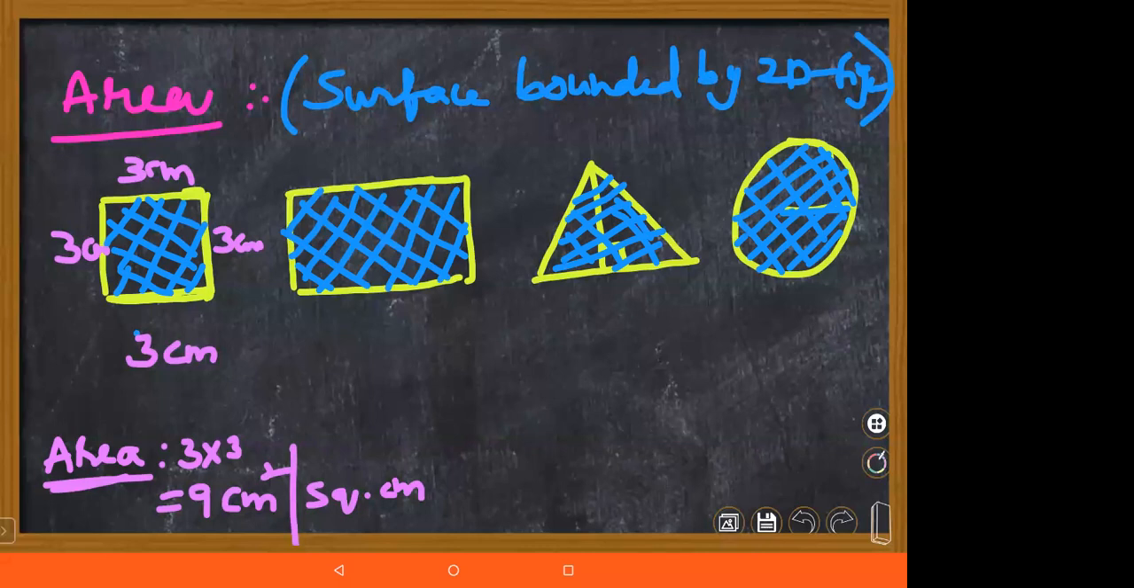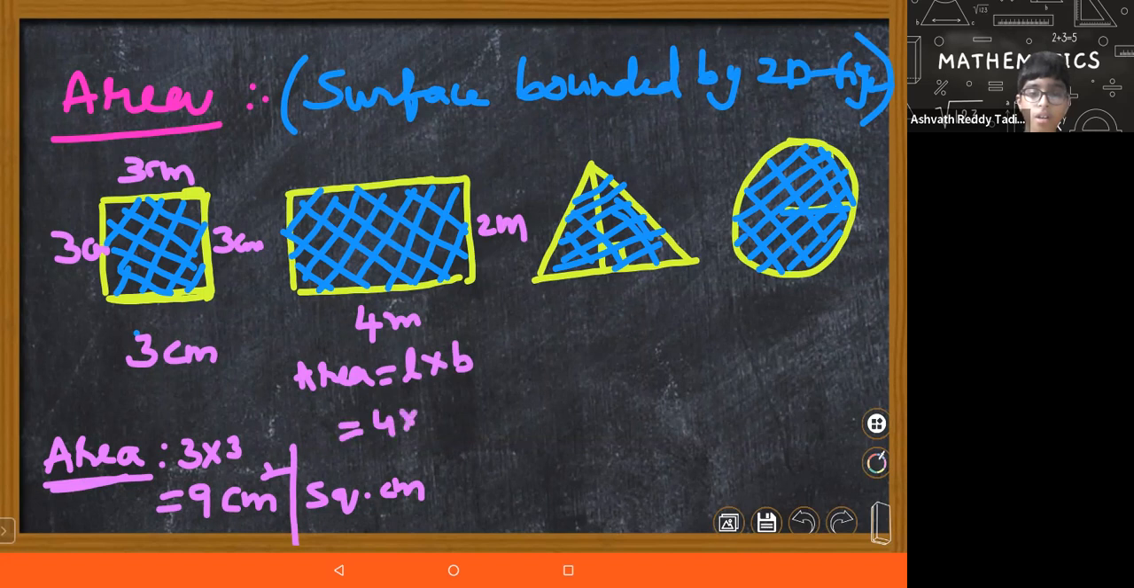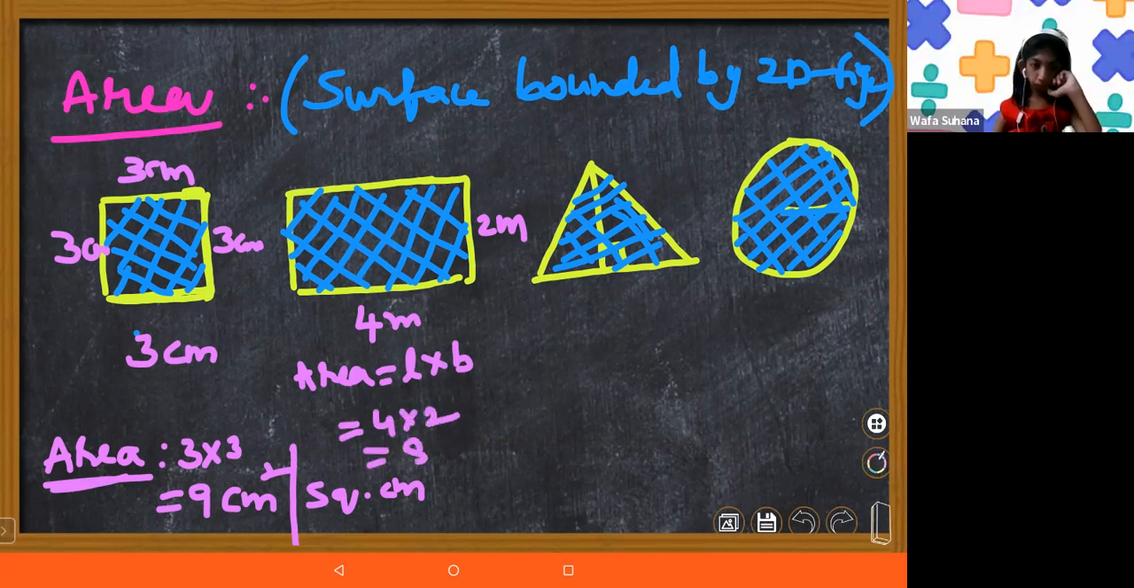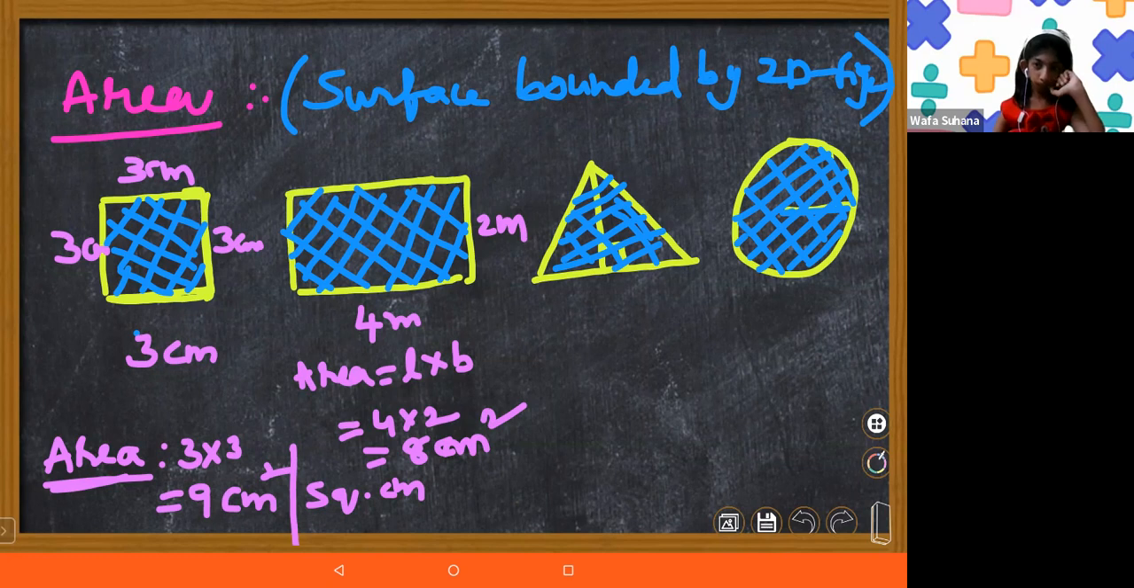Area is nothing but the surface bounded by a 2D figure, whatever surface is bounded by the 2D figure. So if I am taking the length as 4 meters and breadth as 2 meters, what is the area of the rectangle, children? Ma'am, it will be length into breadth, 4 into 2, 8 meters square.